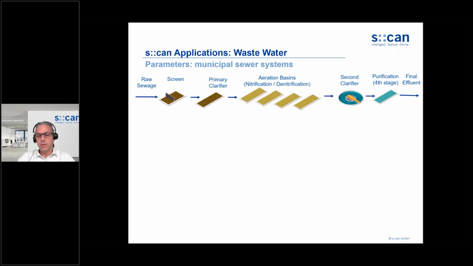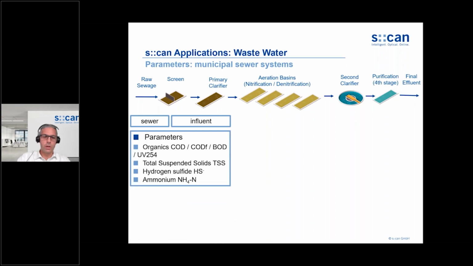Here you can see the wastewater treatment plant a bit more in detail. In the beginning, the raw sewage is cleaned by the screen and the solids are settling in the primary clarifier. These two applications we call sewer and influent application, and typically the following parameters are monitored in these applications: organics, either COD or BOD or UV254, suspended solids (TSS), hydrogen sulfide and ammonium.